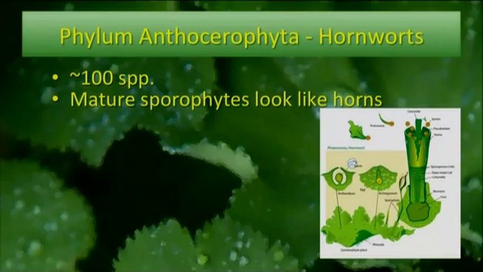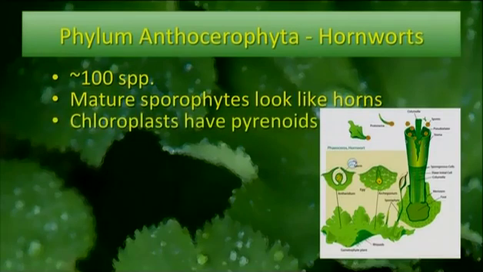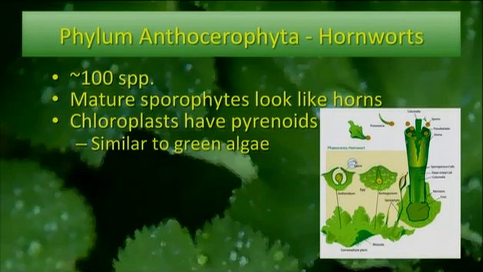The interesting thing about them is the chloroplasts have these structures called pyrenoids. Pyrenoids are protein structures that are associated with starch formation. And these pyrenoids are similar to those that are in green algae. So remember that the green plants actually descended from green algae, right?